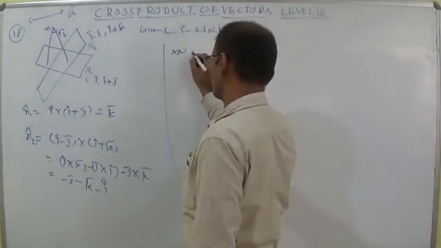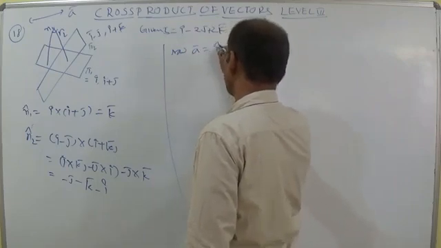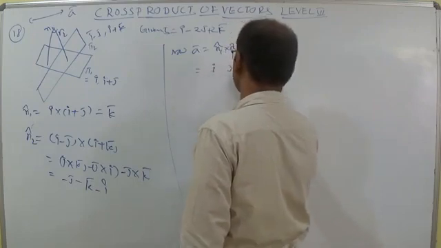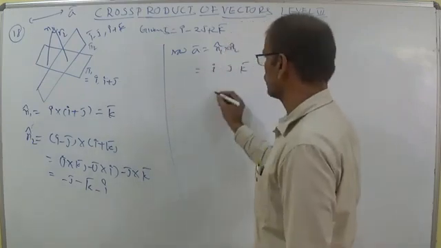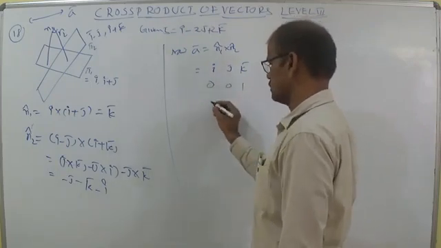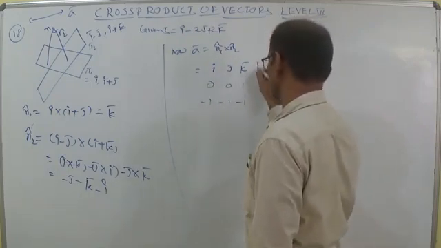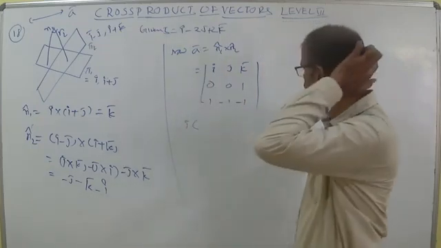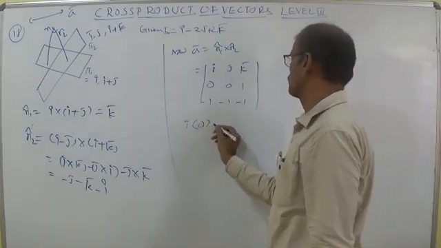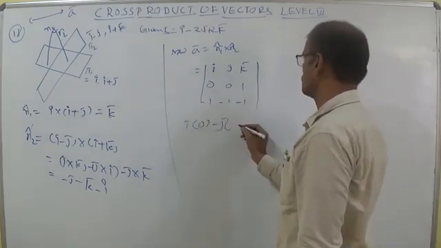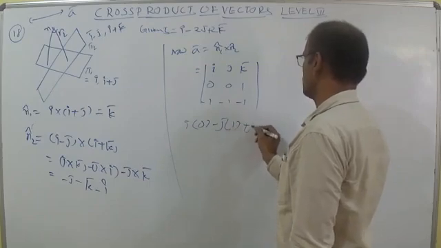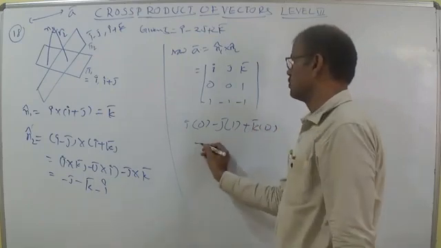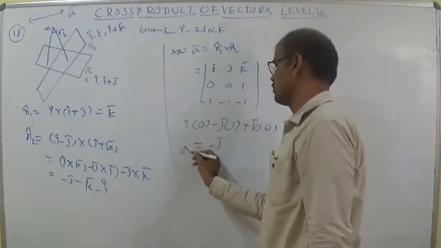Now you can say that a bar is equal to n1 cross n2. Then you can write here I j k. What is n1? 0, 0, 1. This is minus 1, minus 1, minus 1. Calculate the vector: I into 0 minus 0, minus j into 0 minus 1, this is only 1, plus k into that one also 0, k bar into 0. So only minus j we got as a bar.